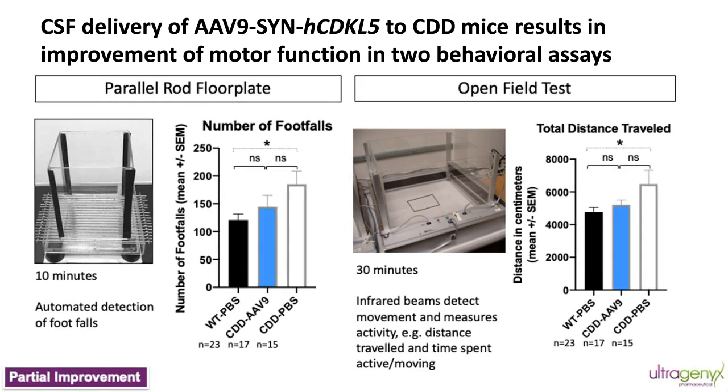Now, when we quantified the activity levels and the footfalls of the CDD mice that were treated with AAV9, what we saw was that we were able to move the bar a little bit, but not all the way down to the wild type. And this is what we saw as partial improvement, as I outlined on the prior slide. And this was exciting because we were able to see in 2 different motor functional assays that we were able to fix the phenotype a little bit, even though it's not all the way down to wild-type levels.